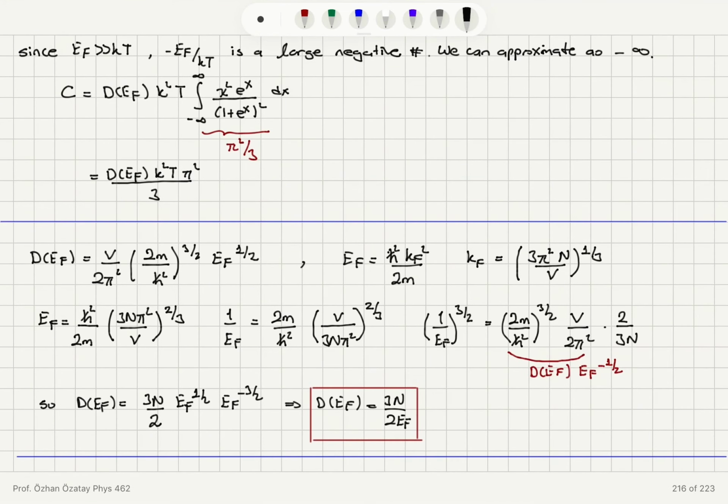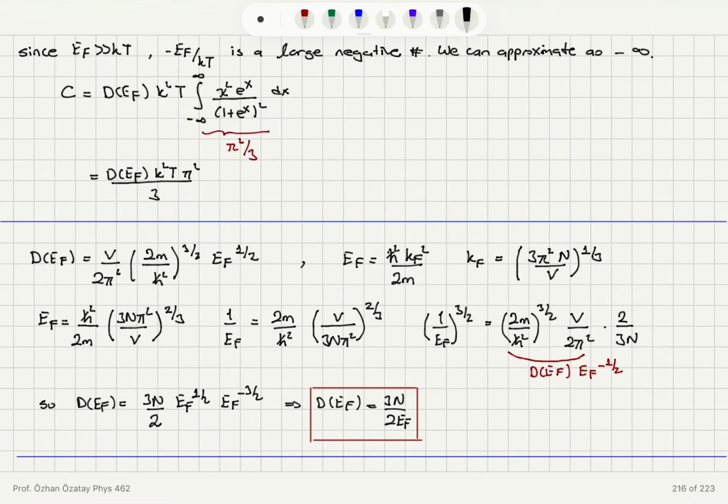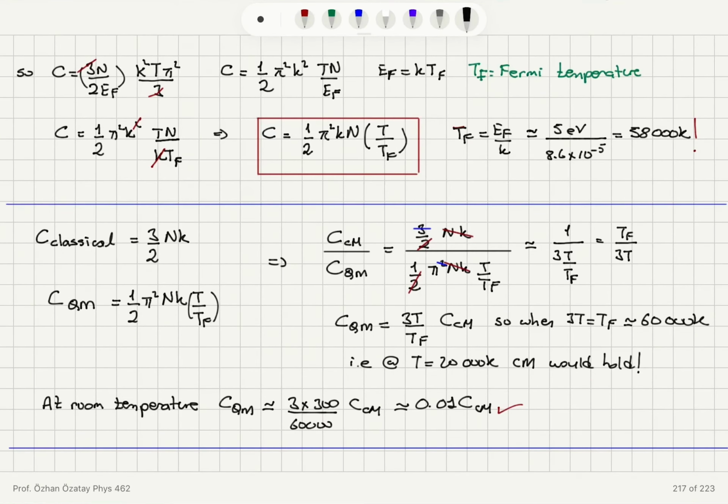So we can go back to the heat capacity. So that's going to be density of states at Fermi level, k squared T, pi squared over 3. So we can substitute for density of states at Fermi level 3N divided by 2 E Fermi, k squared T pi squared over 3. The 3's will cancel, so I find that the heat capacity is 1 over 2 pi squared k squared T N over E Fermi.